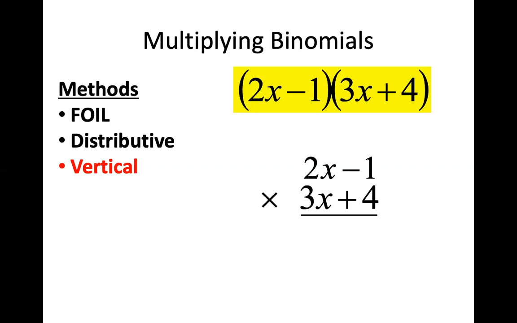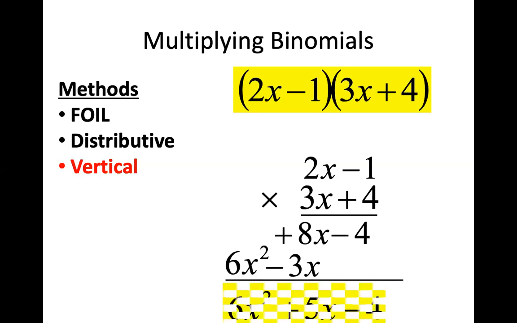The middle term comes from this plus this. That's -3x. That's positive 8x. 8x minus 3x is 5x. So I get 6x squared plus 5x minus 4, and we're done. Now, we're doing all of that mentally. The issue with the vertical method is, like I said, you've got to be able to do that in your head. I find the horizontal or the distributive property easier.